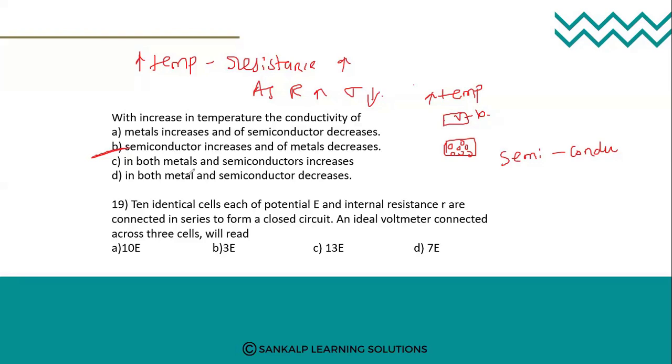Okay, next, question 19 we are solving. 10 identical cells of potential E and internal resistance R are connected in series to form a closed circuit. We need to find the voltmeter reading. See how to do this.